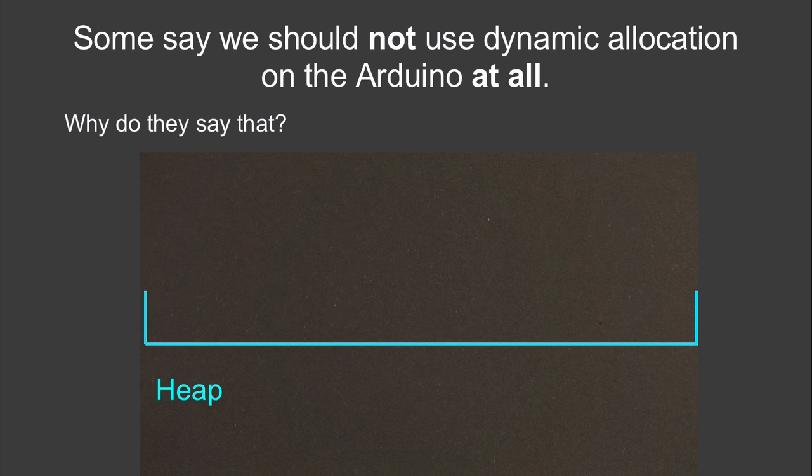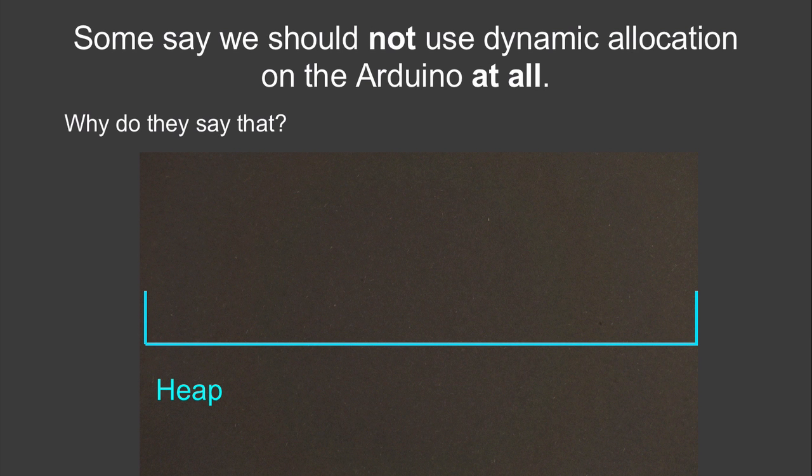Some say we should not use dynamic allocation on the AVR-based Arduino at all. Why is that? The Arduino has very small RAM memory. RAM memory is where the variables are stored, and the heap is stored. The heap is the part of the memory that you can allocate dynamic objects on.